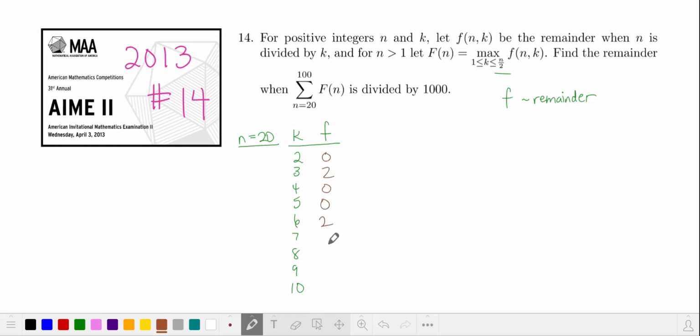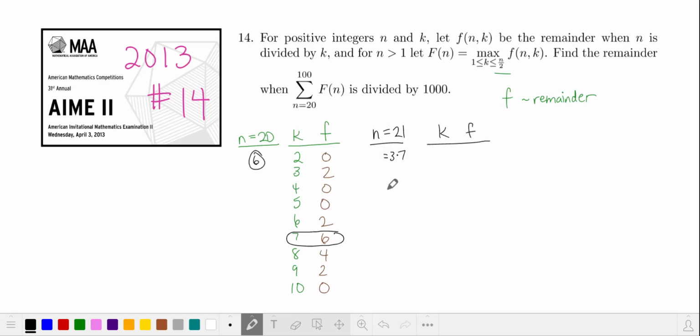It's 2 more than a multiple of 6, and 6 more than 14, 4 more than 16, 2 more than 18, and it's a multiple of 10. Looking for the winner, the maximum value of f, that's 6, when k is equal to 7. We'll try again for n equals 21.